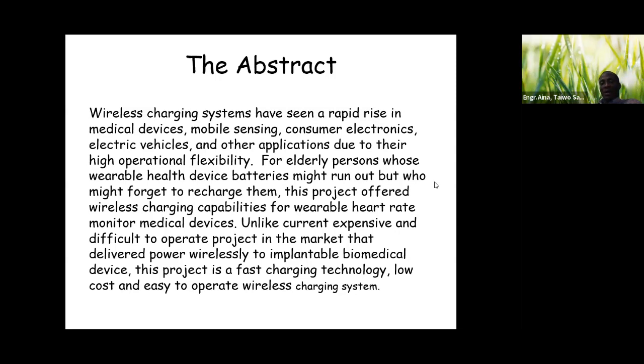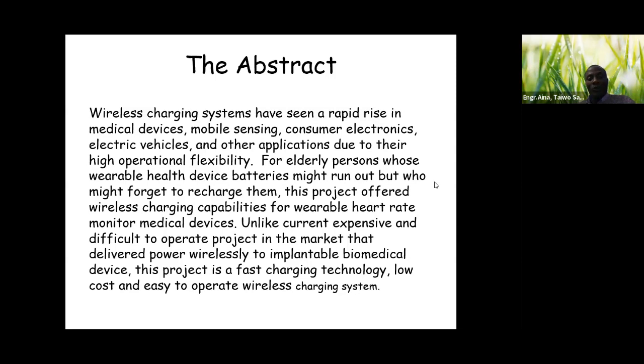Now, let's take a look at how it starts. Wireless charging systems have seen a rapid rise in medical devices, mobile sensing, consumer electronics, electric vehicles, and other applications due to their high operational flexibility. Looking at the first line, it prepares your mind for what that project is all about. That is, the project is talking about how wireless charging systems have been used in various areas and various disciplines. Now, it comes with, for elderly persons whose wearable health device battery might run out, but who might forget to recharge them.